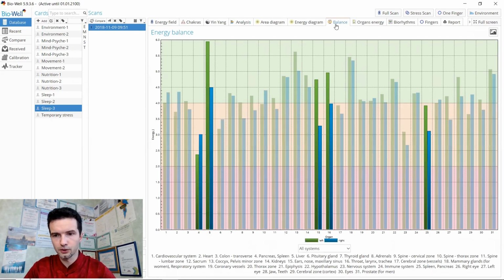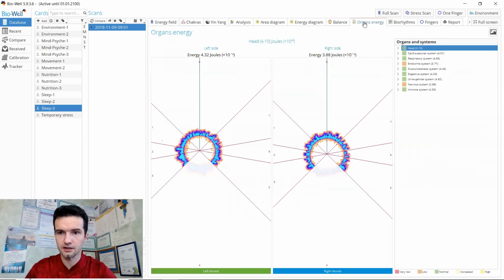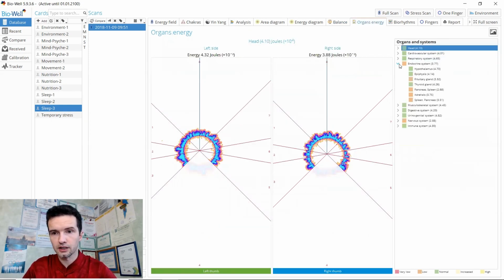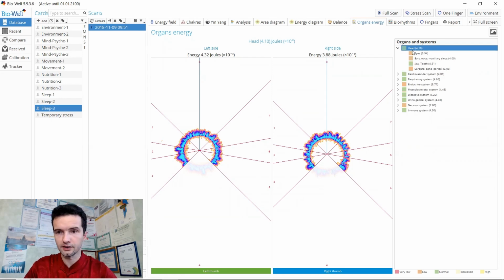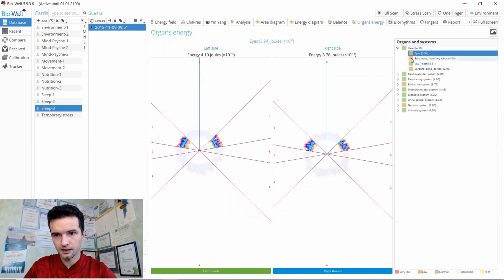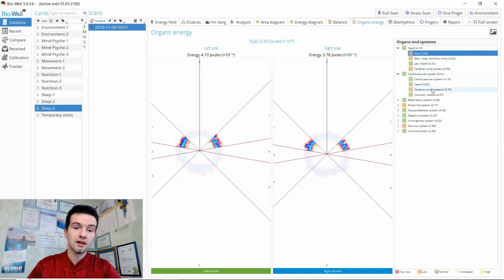Again, if we look at this case, we already know which spheres to look at. Again, we can look at the head area, the eyes and the cerebral zone. We can look at the cerebral zone vessels. Well, the influence of the lack of sleep in this case is here. And that's, again, one of the topics that we can talk about with the person.